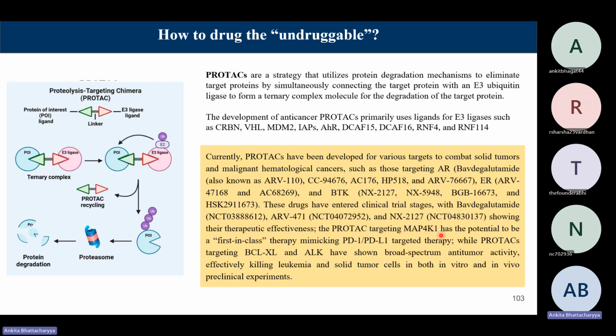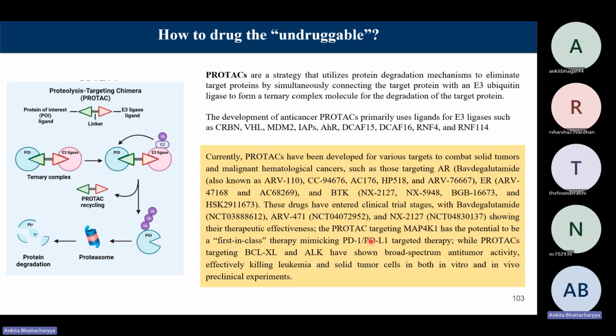The PROTAC targeting MAP4 kinase 1 has the potential to be the first in line therapy, mimicking the PD-1, PD-L1 targeted therapy, while PROTACs targeting BCL-XL and ALK have shown broad spectrum antitumor activity, effectively killing leukemia and solid tumor cells both in vitro and in vivo in preliminary preclinical experiments.